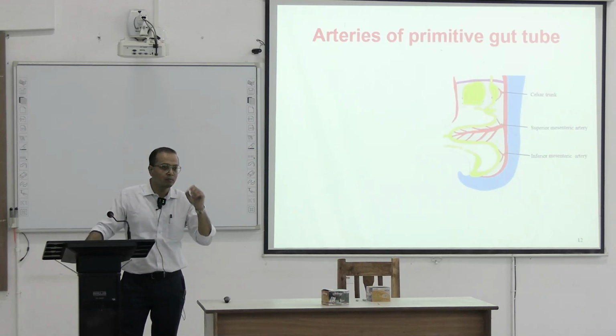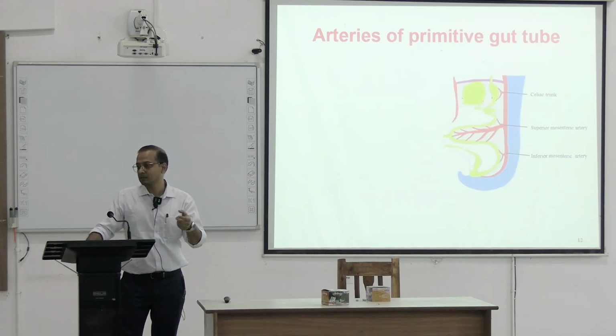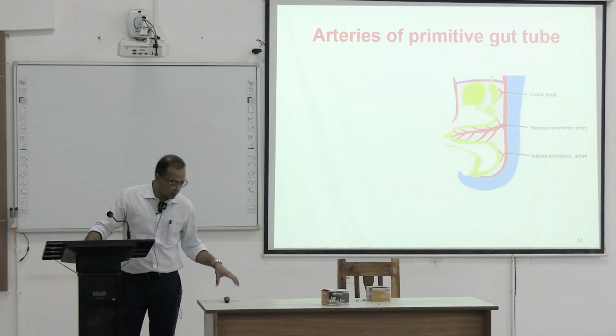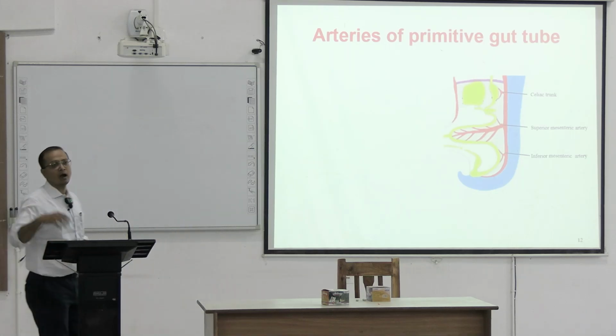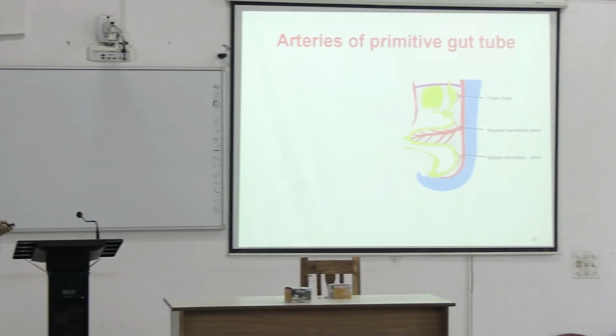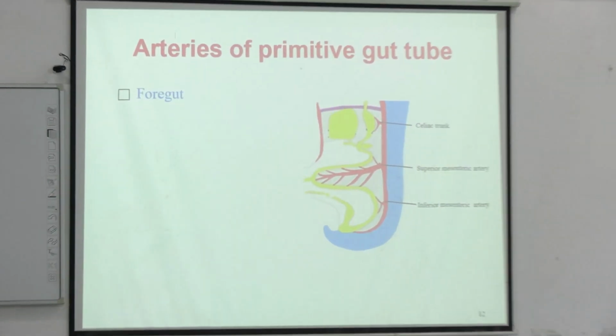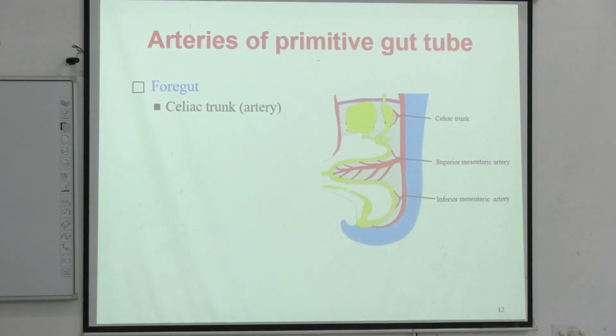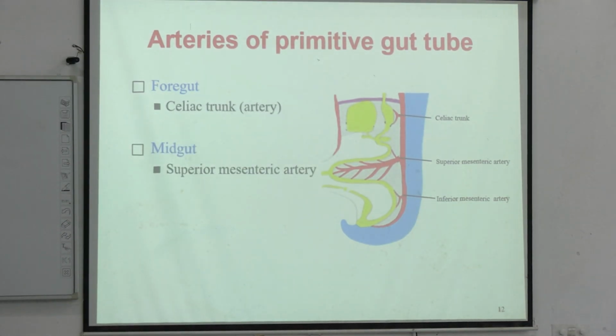Even if you cannot remember the exact branch, you can say this is supplied by the celiac trunk branches, superior mesenteric artery branches, or inferior mesenteric artery branches. That is why you have to understand this demarcation, how far the foregut and how far the midgut has developed embryologically. For the foregut, celiac trunk; midgut, superior mesenteric; hindgut, inferior mesenteric artery. And these are your MCQ questions.